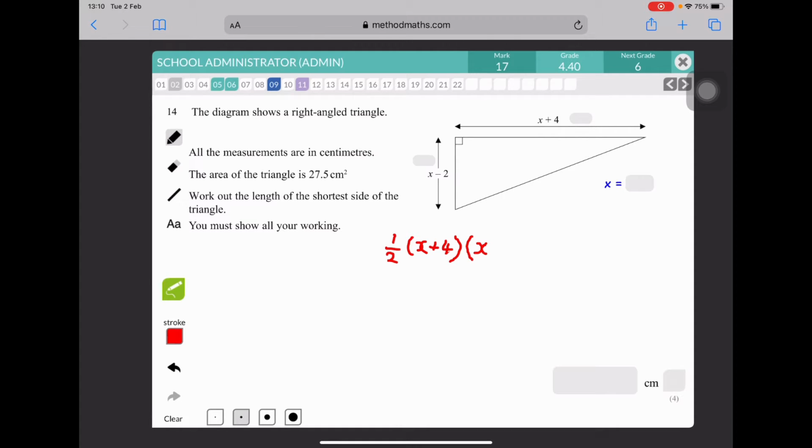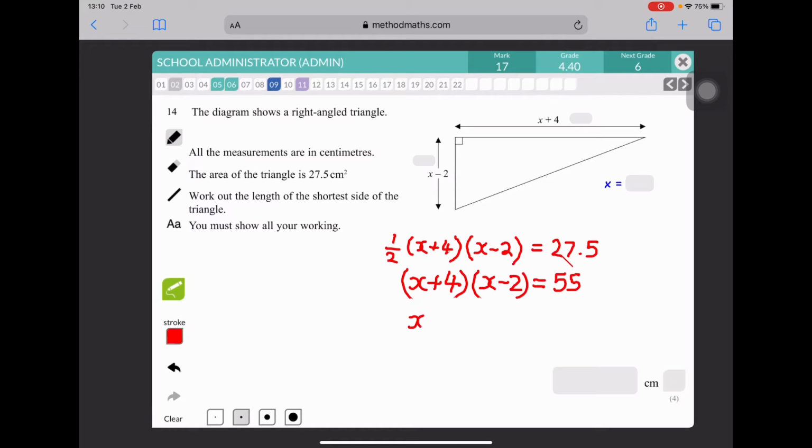Height is x take away 2 equals 27.5. So I'm going to now multiply both sides by 2, so we get rid of this half. 27.5 multiplied by 2 is 55.